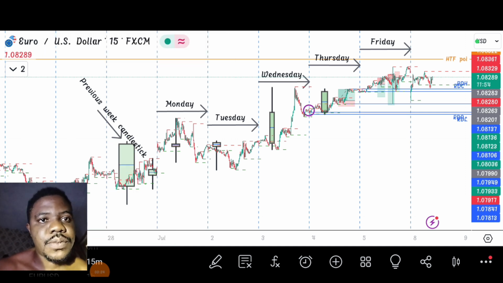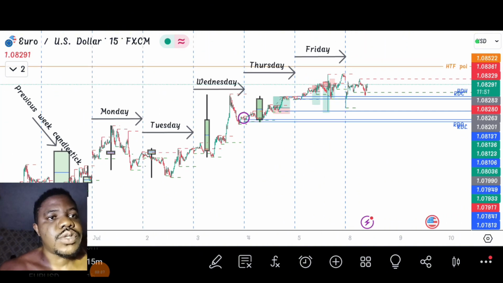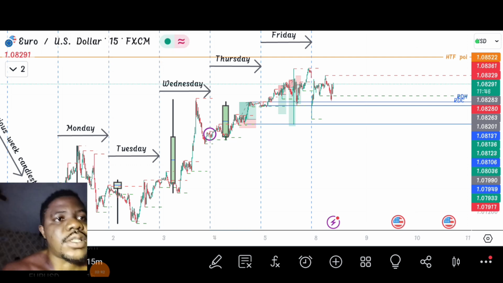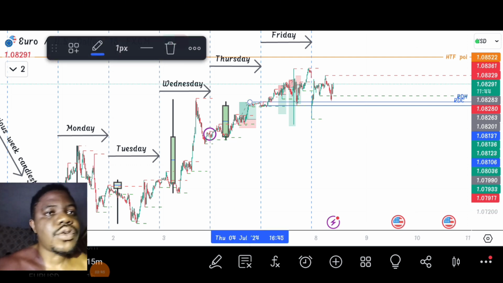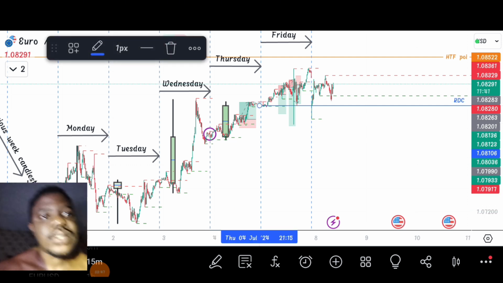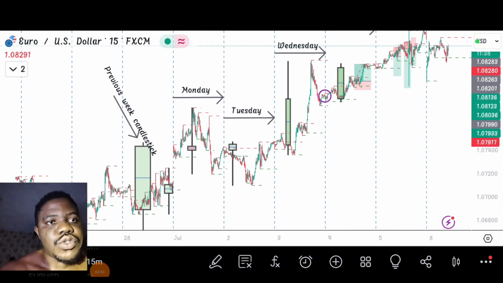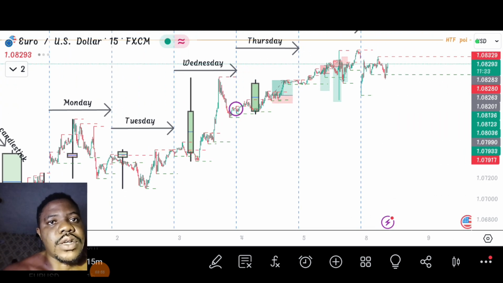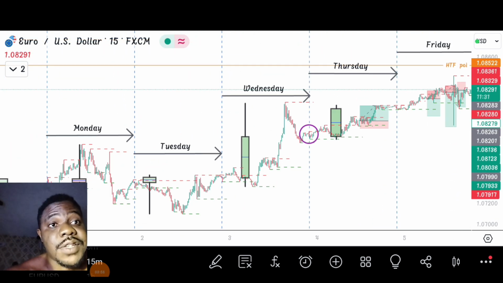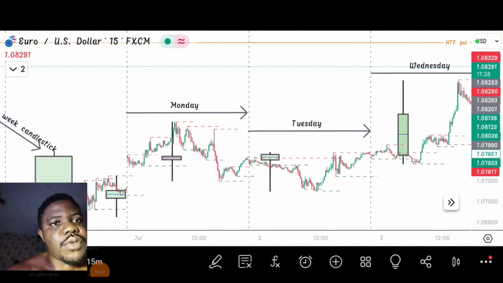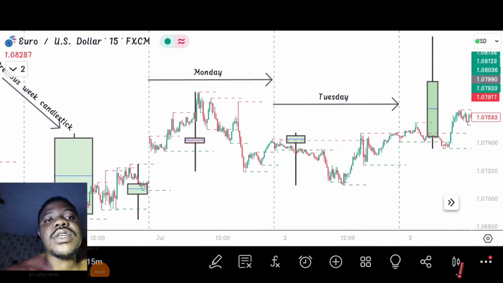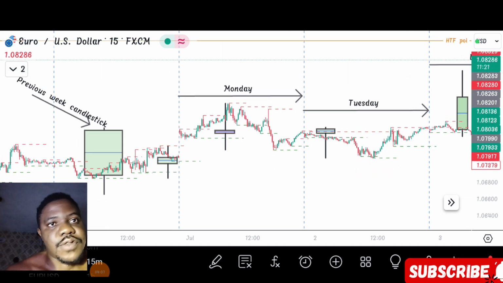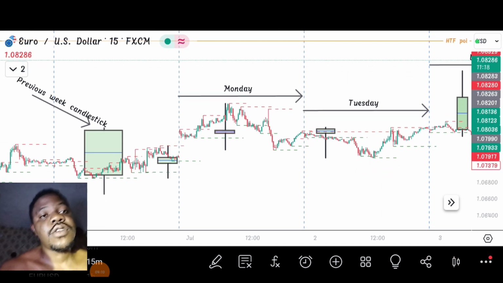Let me show you. The first thing you want to do, let's take off all these recent daily highs and recent daily lows of Thursday. The first thing you want to do on your chart is start with the previous week's Monday trading range. Like I always say, our opening of Monday is at the close of the previous day. So the opening of Monday was the close of Friday.